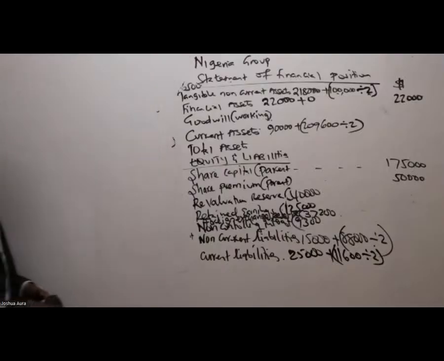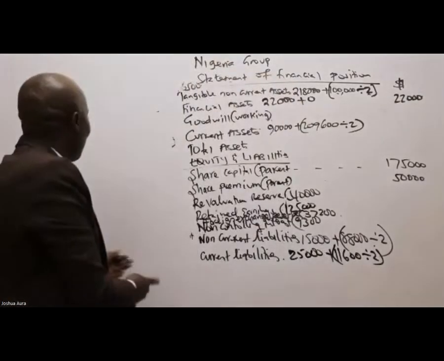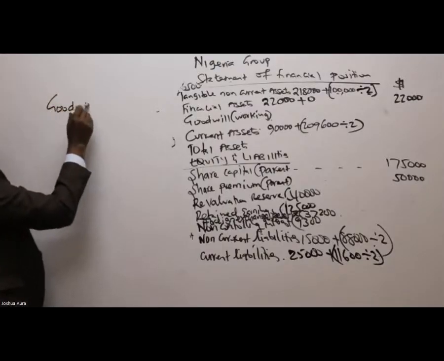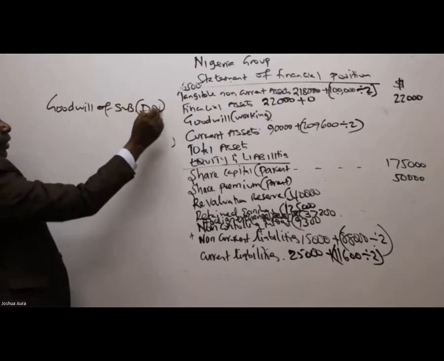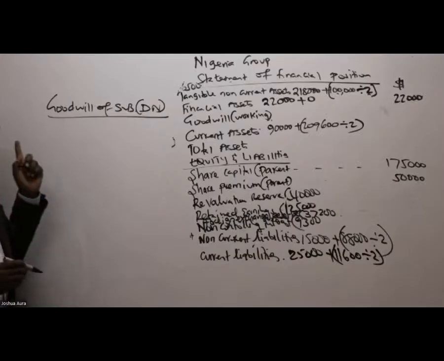Will be the working of goodwill. Goodwill. So let's go to goodwill. Is there somebody who can remind us how we normally calculate goodwill? Remember, this is goodwill of the subsidiary, so we shall use the subsidiary's currency at first, which is the DN, right?